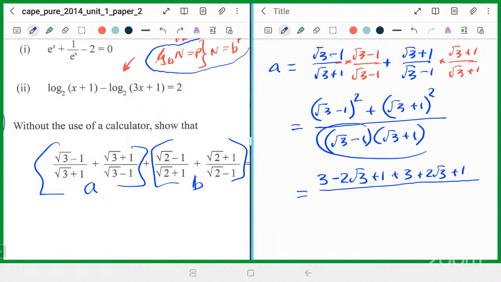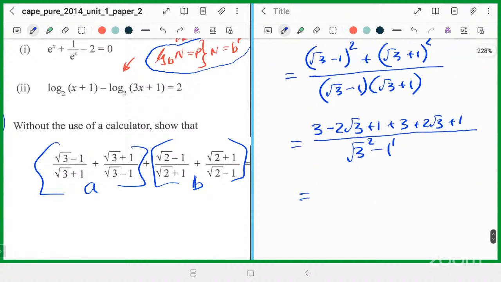And this demonstrates the difference of two squares. It becomes root 3 squared, which is 3, minus 1 squared, which is 1. All right, let's put two lines. Root 3 squared minus 1 squared, difference of two squares.